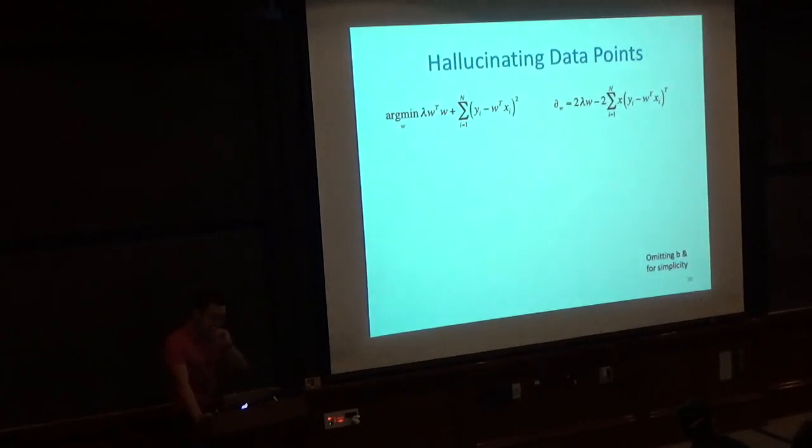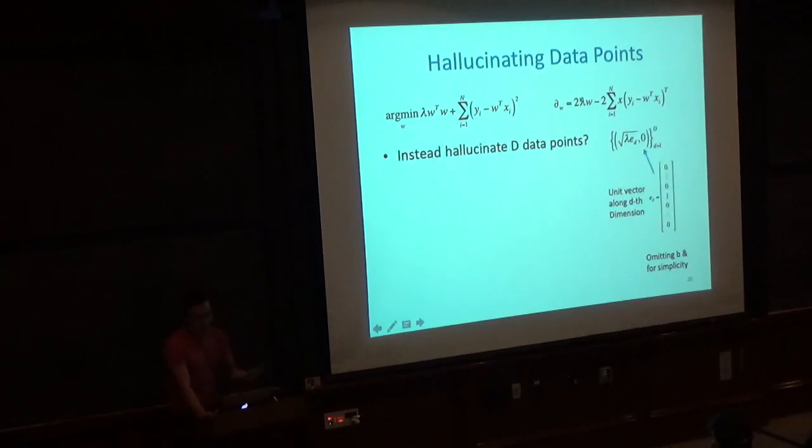OK, so as an aside, there's another way that we can think about regularization, and that is by hallucinating data points. It's cleanest with ridge regression, so I'll just do it with ridge regression. So here's the ridge regression learning objective, and this is the gradient of the ridge regression learning objective.